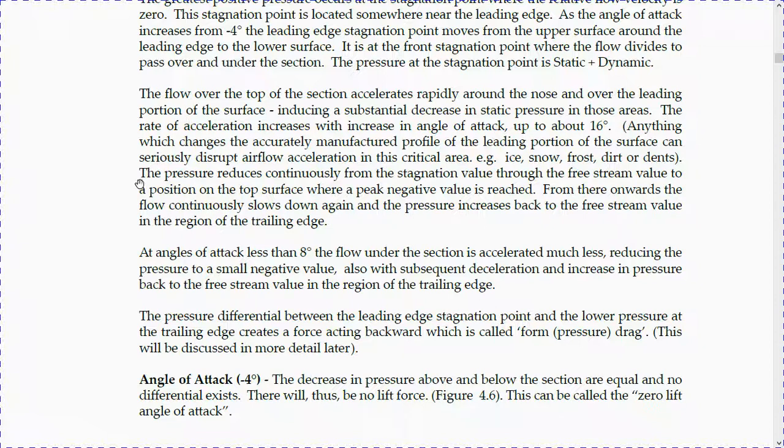The pressure reduces continuously from the stagnation value through the free stream value to a position on the top surface where a peak negative value is reached. From there onwards, the flow continuously slows down again, and the pressure increases back to the free stream value in the region of the trailing edge.